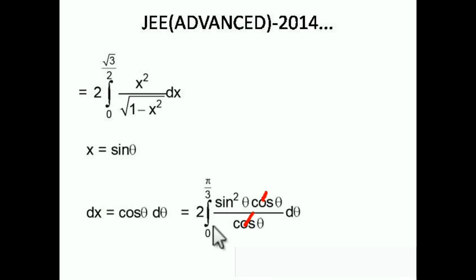See here, the limit also gets changed. If I put x is equal to 0 here, then theta is equal to 0. If I put x is equal to root 3 by 2 here, then theta equals pi by 3. Sine inverse of root 3 by 2, that is pi by 3.